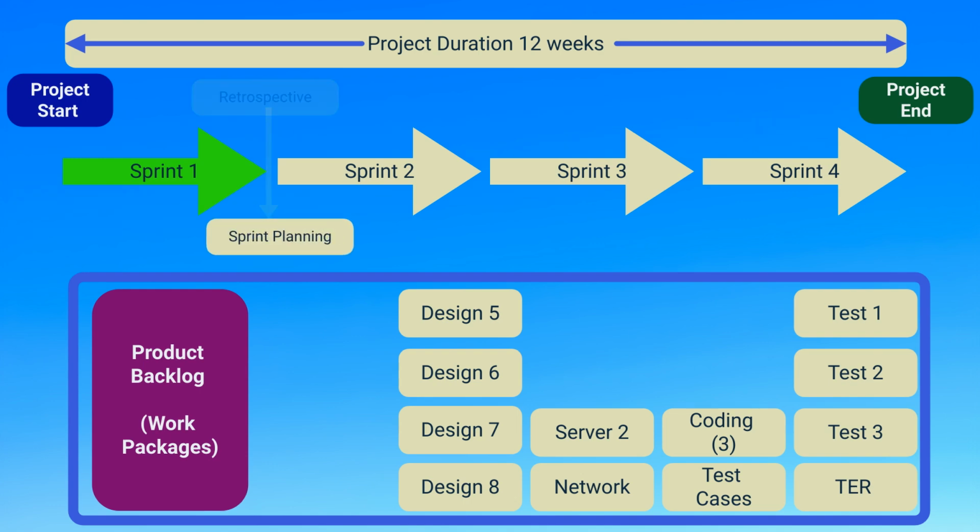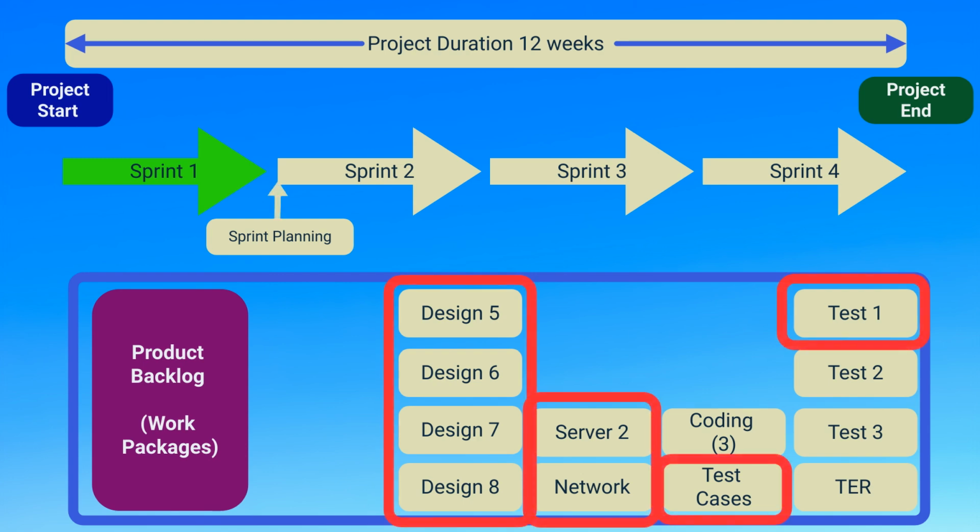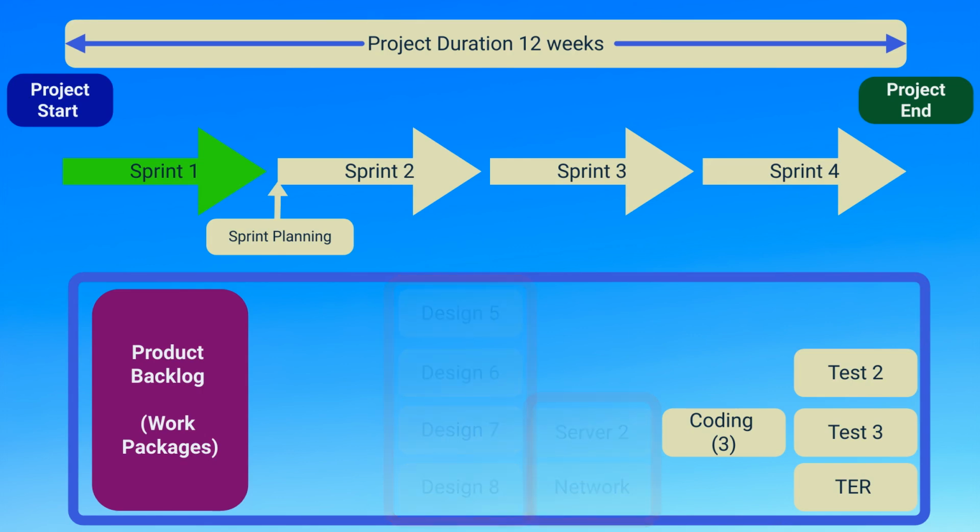The product owner has reprioritized the work in the sprint planning meeting, and the development team have agreed to deliver this set of work packages on Sprint 2. We can now add these work packages into the sprint, which only leaves 4 work packages for Sprints 3 and 4.